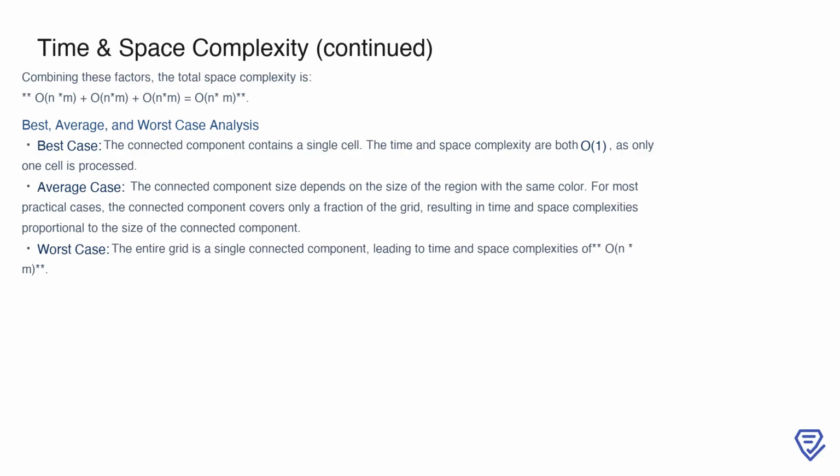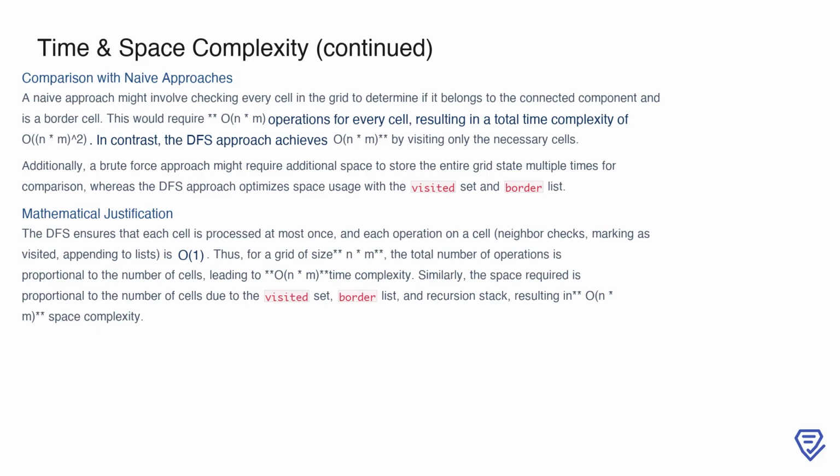In the best case, the connected component contains just one cell. Here, only a single cell is processed, leading to both time and space complexities of O(1). In the average case, the connected component's size depends on the grid structure and the region of cells with the same color. Typically, this results in time and space complexities proportional to the size of the connected component. Finally, in the worst case, the entire grid forms a single connected component. This leads to both time and space complexities of O(n*m), as every cell in the grid is part of the traversal and processing. Now let's compare this approach to a naive method.